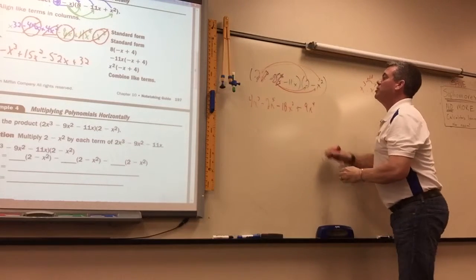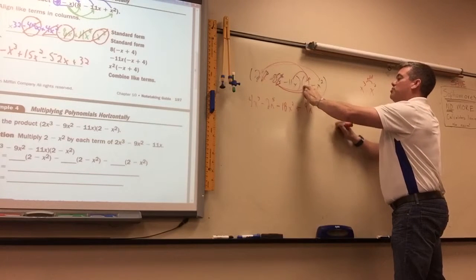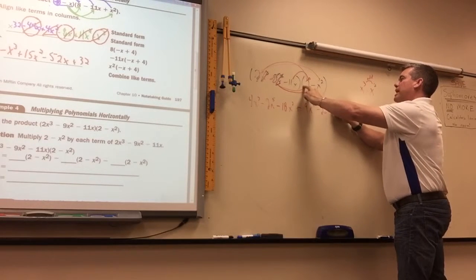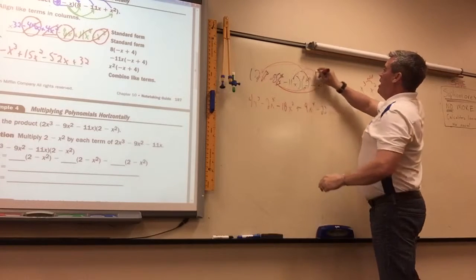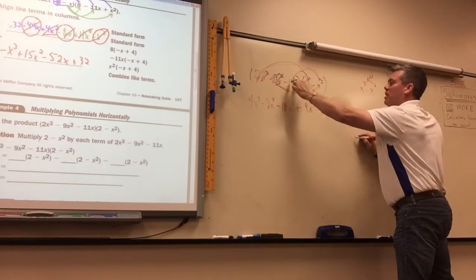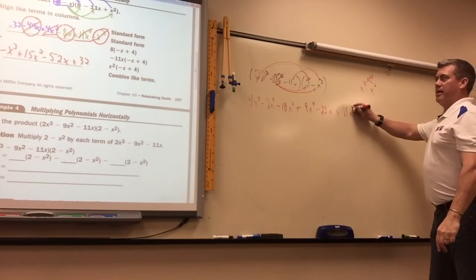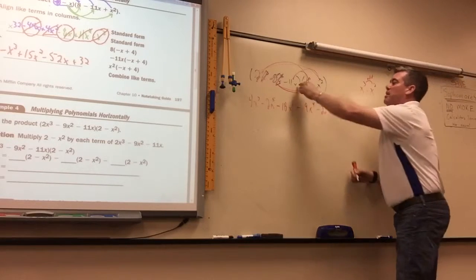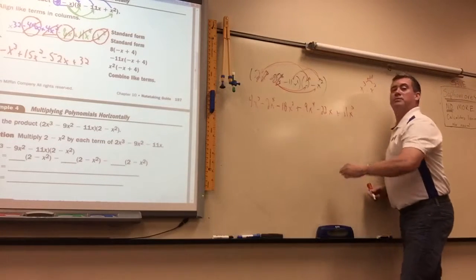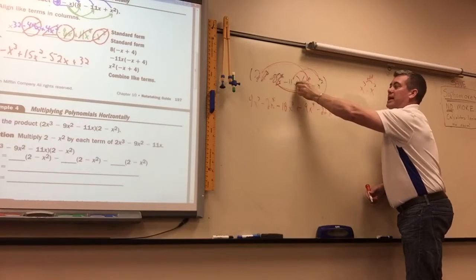So then move on to the third one. Negative 11 times positive 2 is negative 22x. And then multiply those. Negative times negative is positive 11x times x squared is 11x cubed. Because remember, if there's nothing there, that means it's a 1. So x to the first times x squared is an x cubed, because you have to add the 1 and the 2.